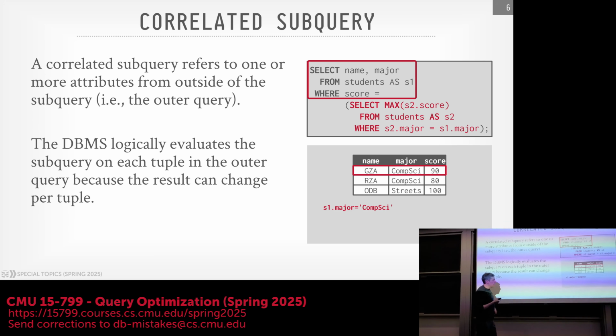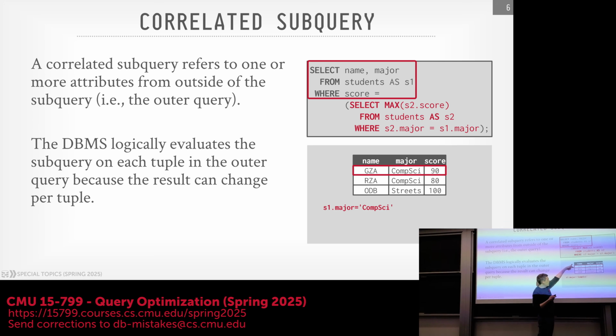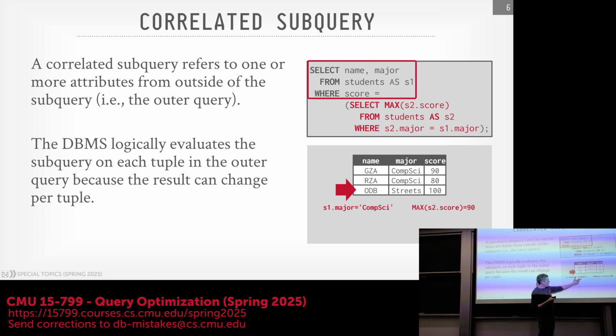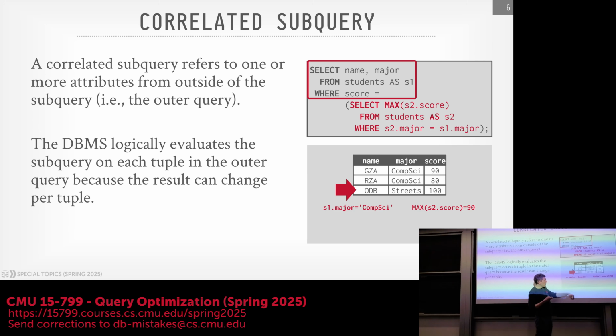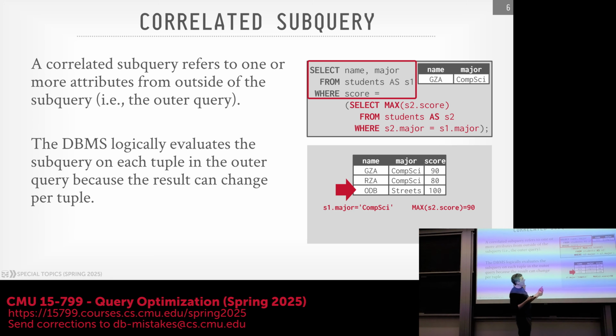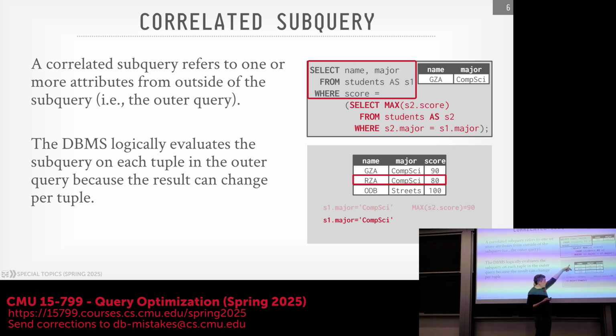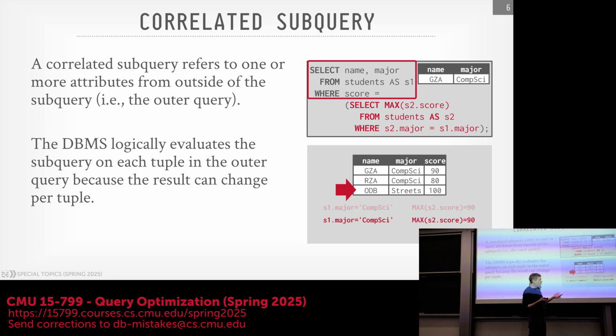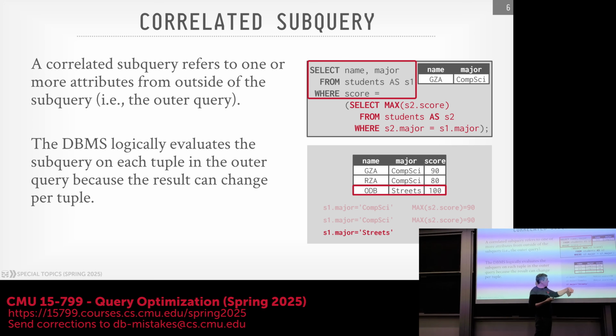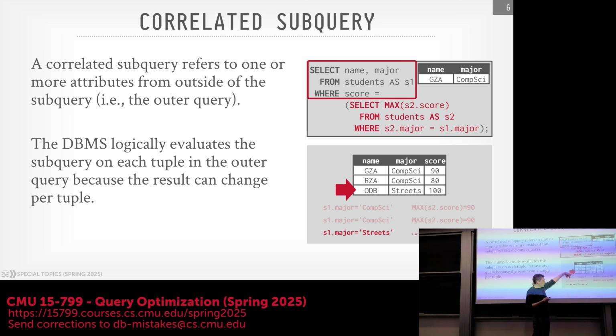So you start at the beginning. The name is Jizza, and the major is comp sci, so now you iterate through the entire table doing a sequential scan to figure out the max score for the computer science major. In this case, the score is 90. Then I come around to the next tuple, which is RZA. Same thing: he's a computer science major, so I start my scan from the beginning and find the max score, which is the same 90 because it's the same major as last time. The third time around, we want to do a lookup for UDB. He's the only one majoring in streets, so we start the scan from the beginning, loop through, and get the score 100.